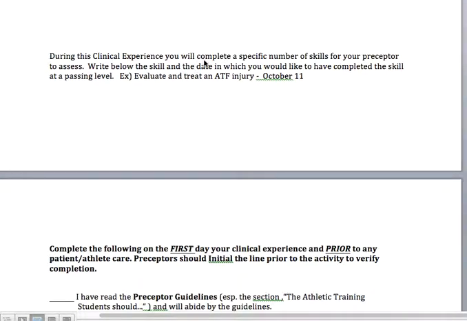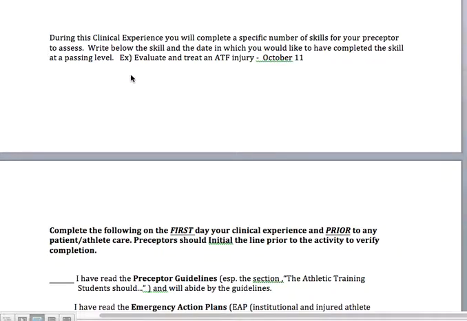During this clinical experience, you'll complete specific skills for your preceptor to assess. Below, write the skills and the date in which you'd like to complete the skills. At this point, I'm going to have you just put on here to be determined, because we have some taping stuff that needs to be videotaped before September 15th that I'm going to review, and then we'll get into these skills and we'll fill out this portion. But in this part, just put to be determined.